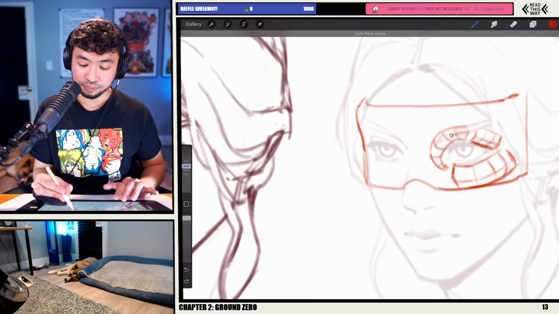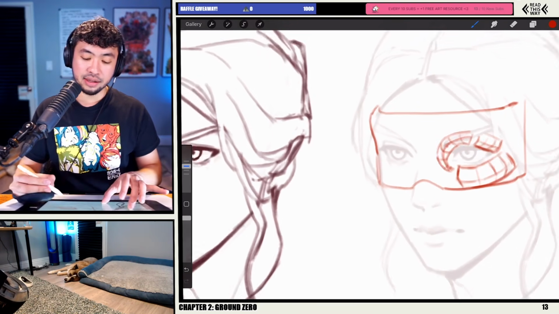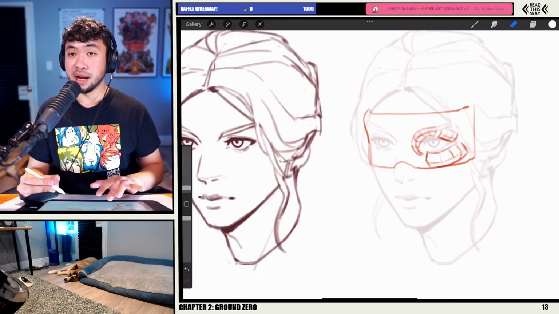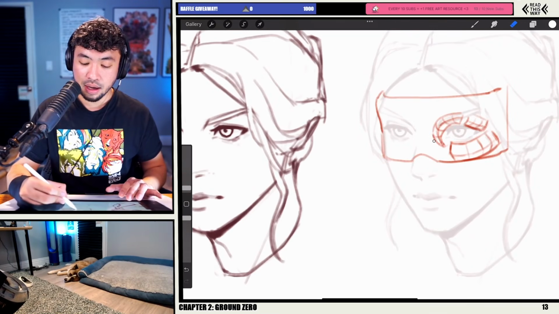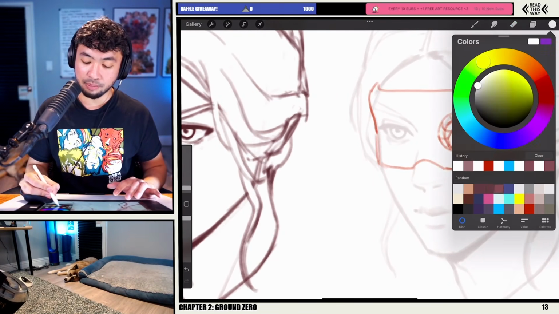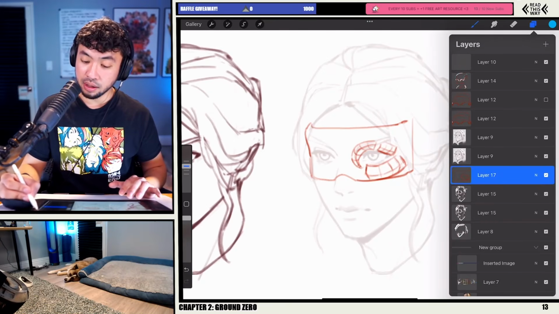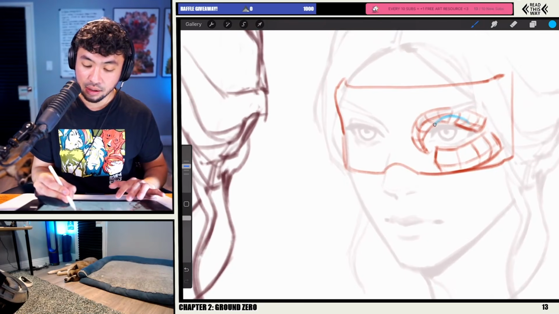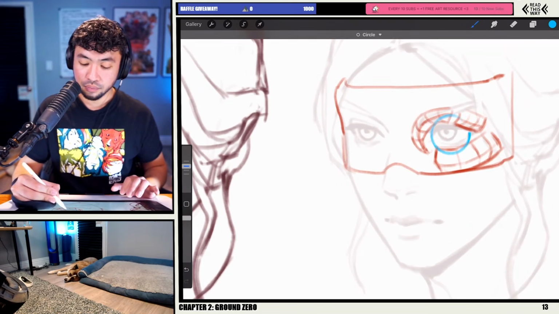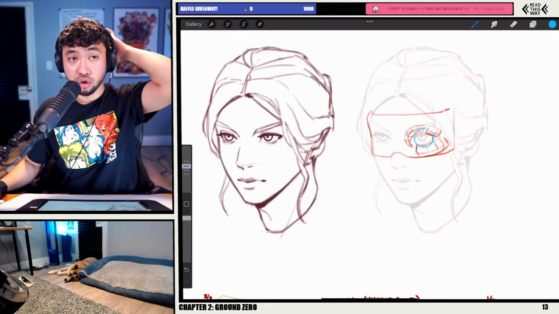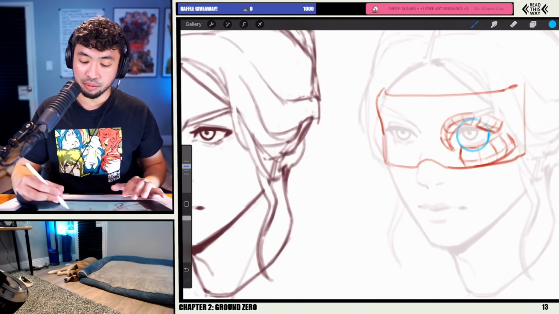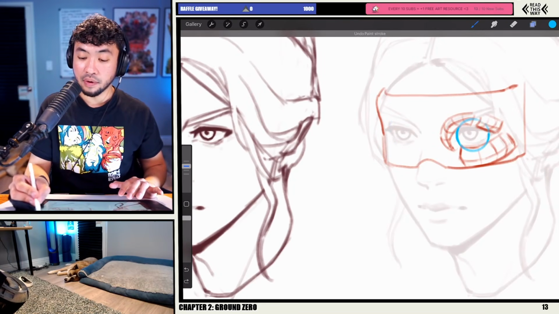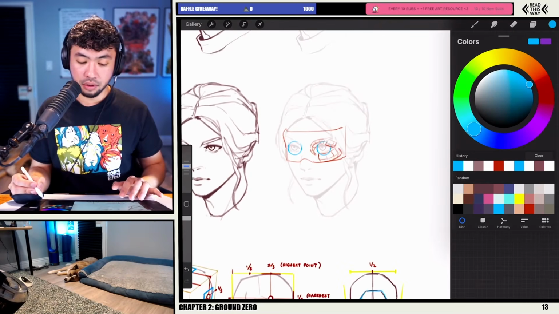So again, I'm just showing you how I visualize these forms and structures. Obviously, when I draw these, I'm not drawing all these crazy lines. But understanding the planes can really help, because next, when we draw the eyeball, the eyeball itself really does sit in this section of the eye, and then it gets overlapped by all these other features that we have so far.